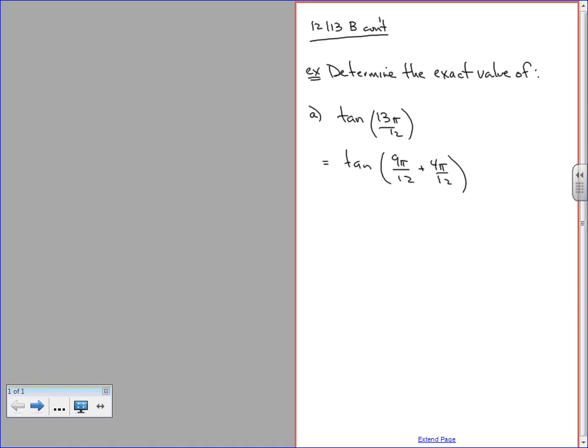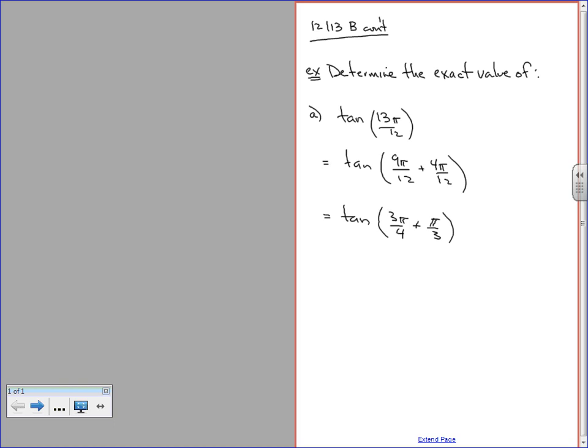Okay, so the tangent of 13 pi over 12 becomes the tangent of 3 pi over 4 added to pi over 3. Any questions on getting those two angles? And again, those aren't the only two angles. You can use a bunch of different ones, but remember they have to simplify.